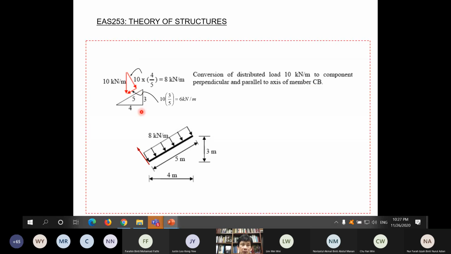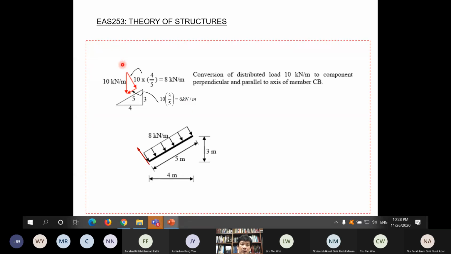So this is the relationship that we need to be able to relate to. This angle and this angle, they are the same. And this length here should coincide with this length here. So when we make use of this diagram, then we can see that if this is 10, then this becomes 10 multiplied 4/5, and this becomes 10 multiplied 3/5 to get this component, and they are 8 kilonewton per meter, and this is 6 kilonewton per meter.